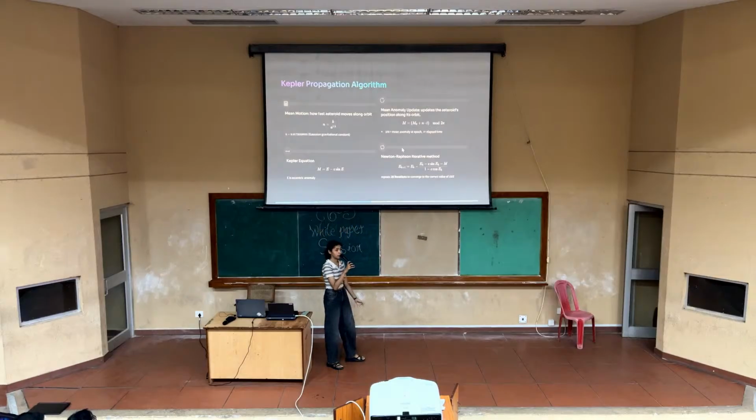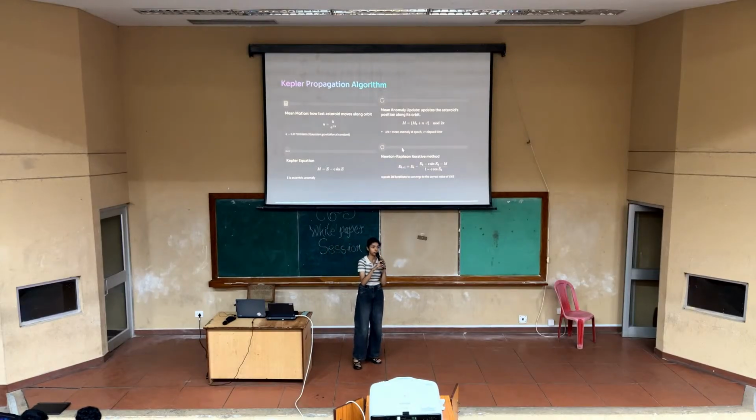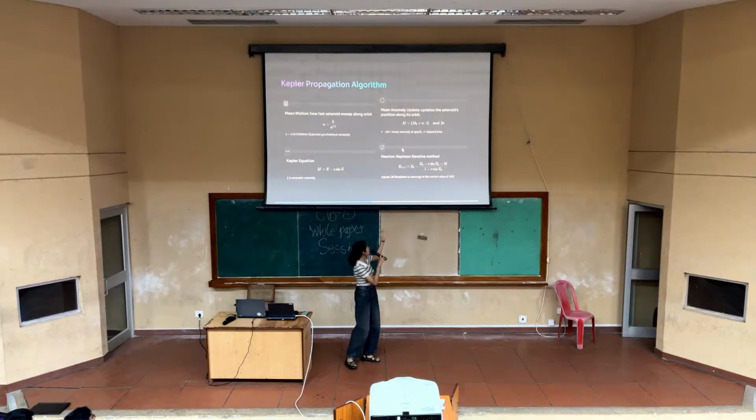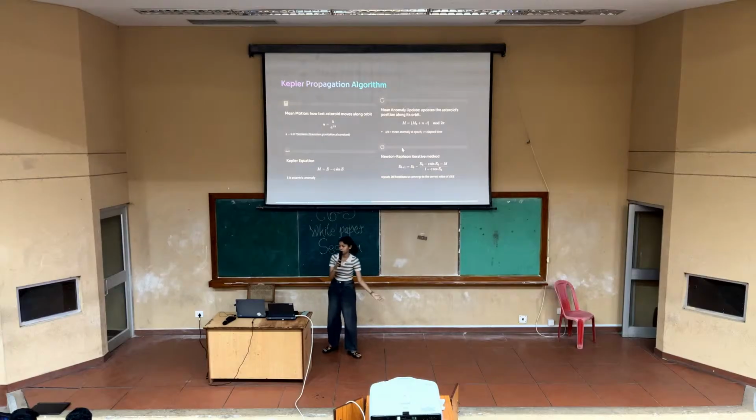and then we take the Kepler equation. This is the standard Kepler equation which relates mean anomaly and eccentric anomaly. But this is not directly solvable, so we use the Newton-Raphson iterative method to solve it. In my model, I've performed this iteration 20 times to finally converge to the value E, which is the eccentric anomaly, which we will use later.